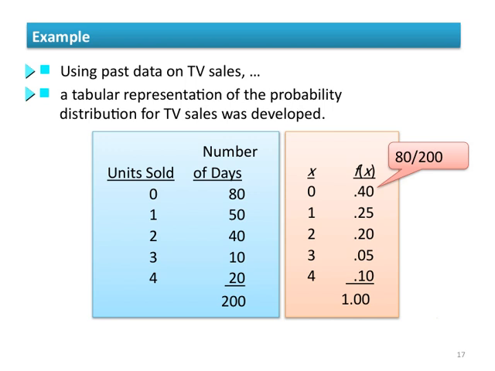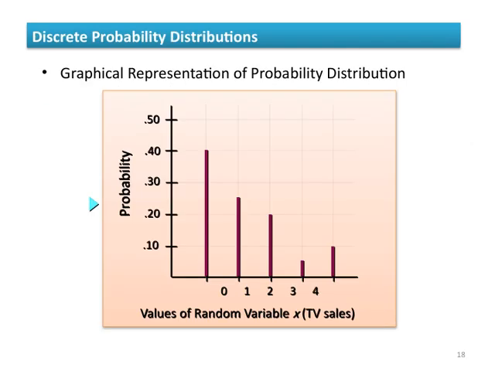This table is important because it allows us to understand the likelihood of different sales outcomes based on historical data, which is essential for making informed predictions and decisions in our overall analysis. Now, let's take a look at discrete probability distributions.